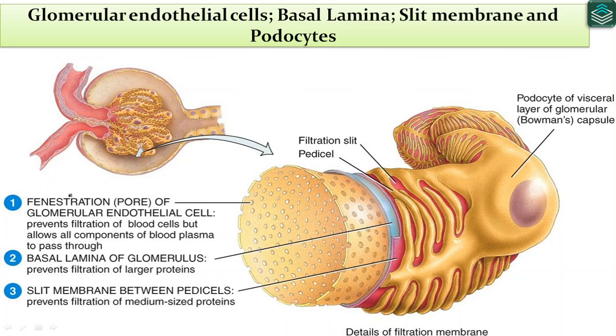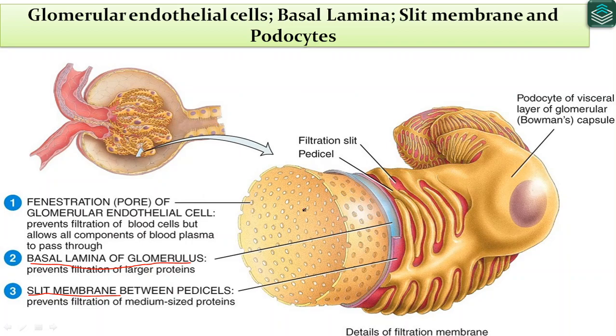Glomerular endothelial cells have large pores and are leaky in nature, but they prevent filtration of blood cells and allow all components of blood plasma to pass through. The basal lamina of the glomerulus lies between the endothelium and podocytes and prevents filtration of larger proteins. Podocytes form pedicels, between which are filtration slits. Above the basal lamina, there is a slit membrane between the pedicels. This slit membrane prevents filtration of medium-sized proteins.